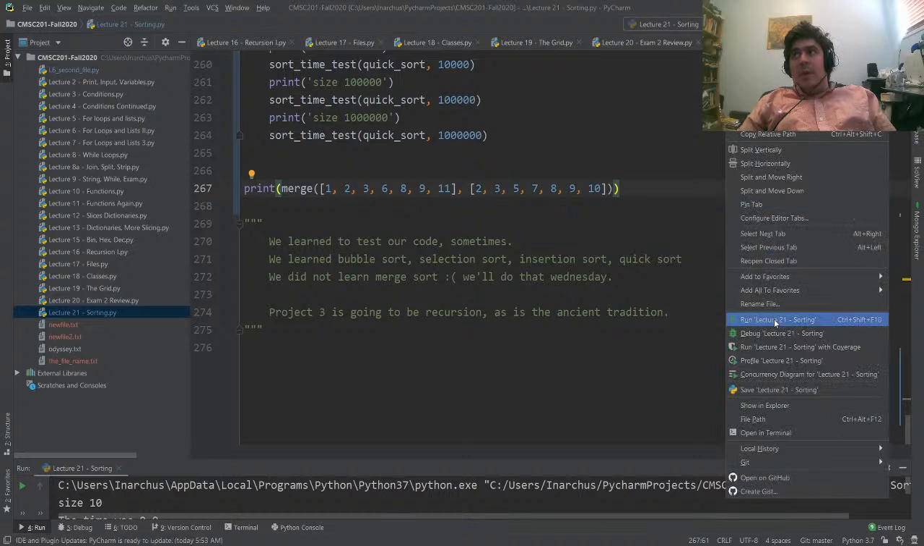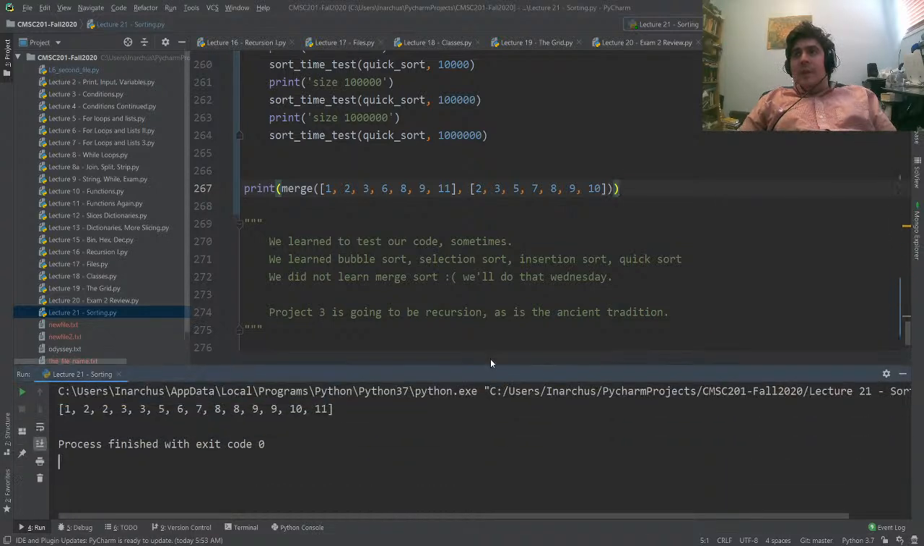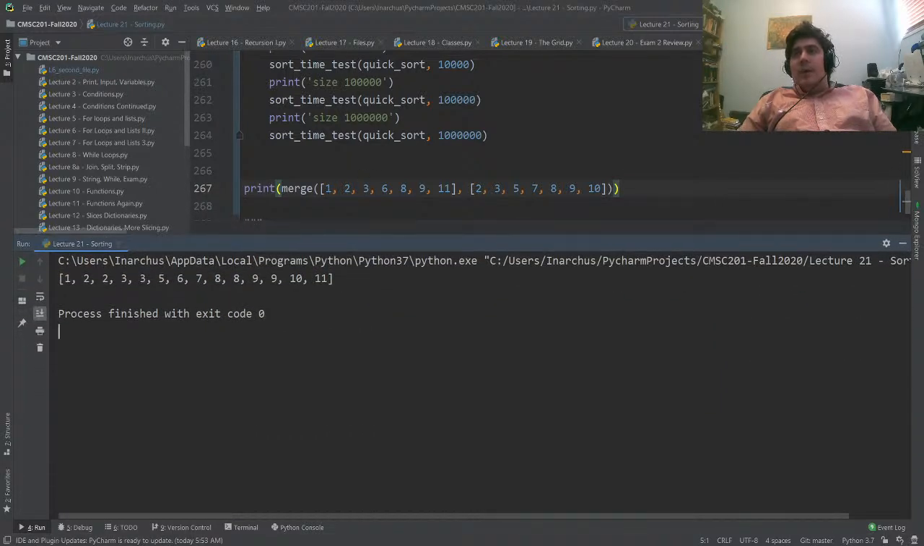So let me just show you what merge does here. You see what it's going to do is it's going to take 1, then it takes 2. Actually, I think it takes this 2 first, but it doesn't really matter. It takes this 2, then it takes this 2, then it takes this 3, then it takes this 3. Then it takes the 6, it takes the 5, the 6, the 7, the 8, the 8, the 9, the 9, the 10, and then that one's done, and then it'll do 11. And so that's how merge works.